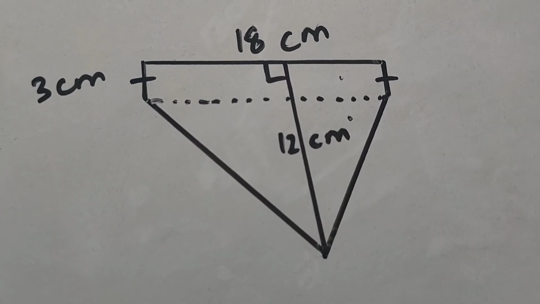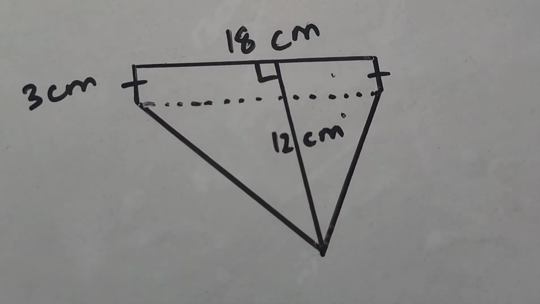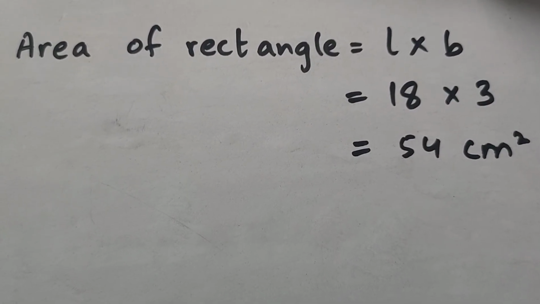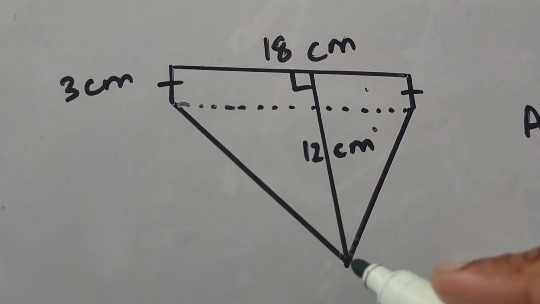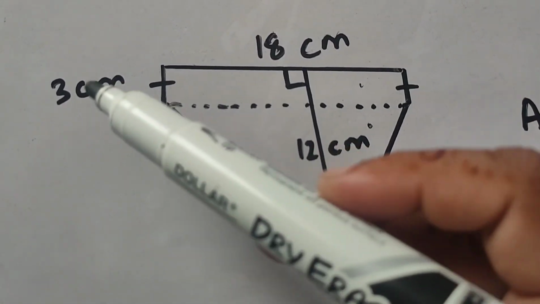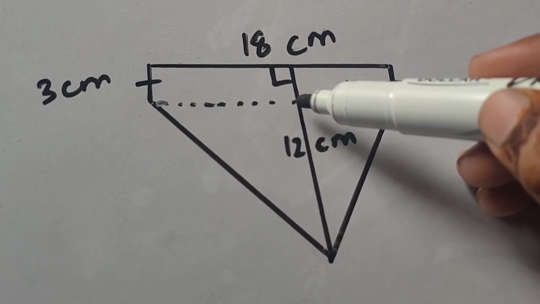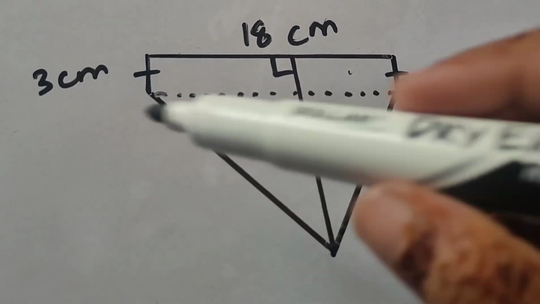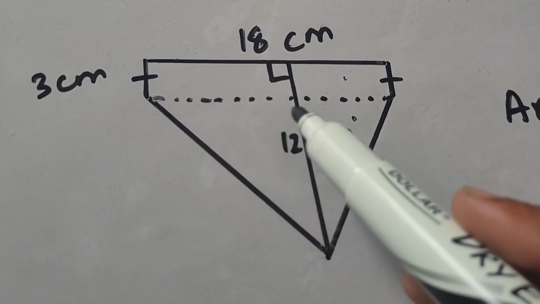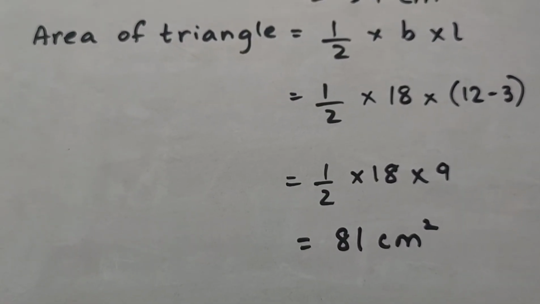In the given figure, we have this rectangle with the length of 18 centimeter and breadth of 3 centimeters. So the area is 54 centimeters square. And for the given triangle, below this dotted line, we have an altitude of 12 centimeter minus 3 centimeter because this altitude is exceeding this triangle, students. So we have to subtract 3 from this 12. So we have an altitude of 9 centimeters and the base of 18 centimeters, right? So the area of this triangle is 81 centimeters square.